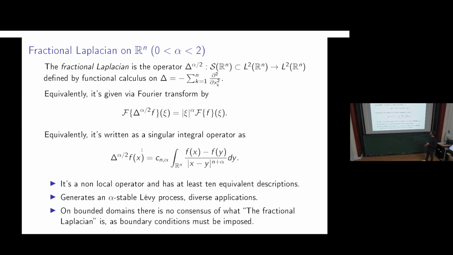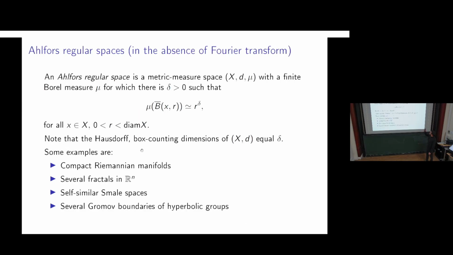All right, and this is what we try to solve. So we go to Ahlfors regular spaces, meaning spaces with a nice metric space, with a nice measure. So we have a Borel measure. In this talk we restrict to finite Borel measure, and we assume this regularity condition that you have some control on the volume of the ball. If you have such, then delta will be the Hausdorff and box counting dimension, and like most of the fractal dimensions that you can think of will be equal to delta.